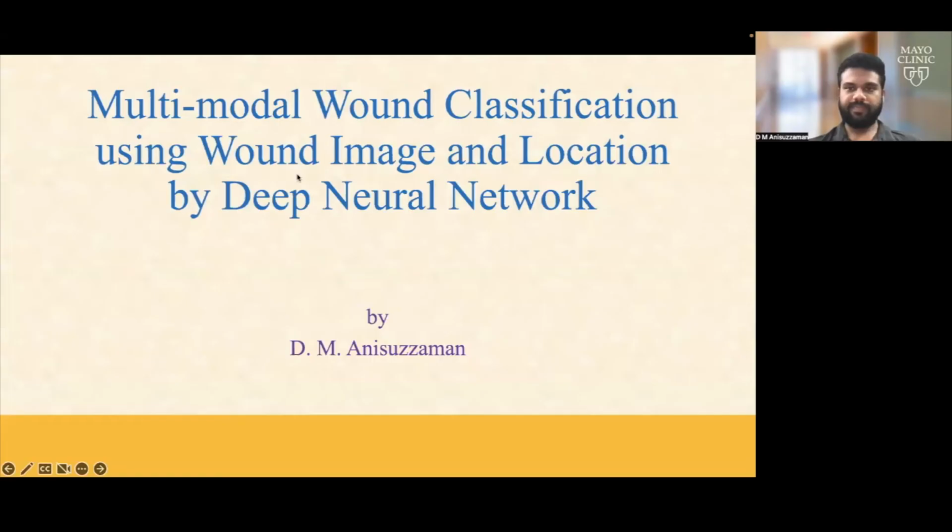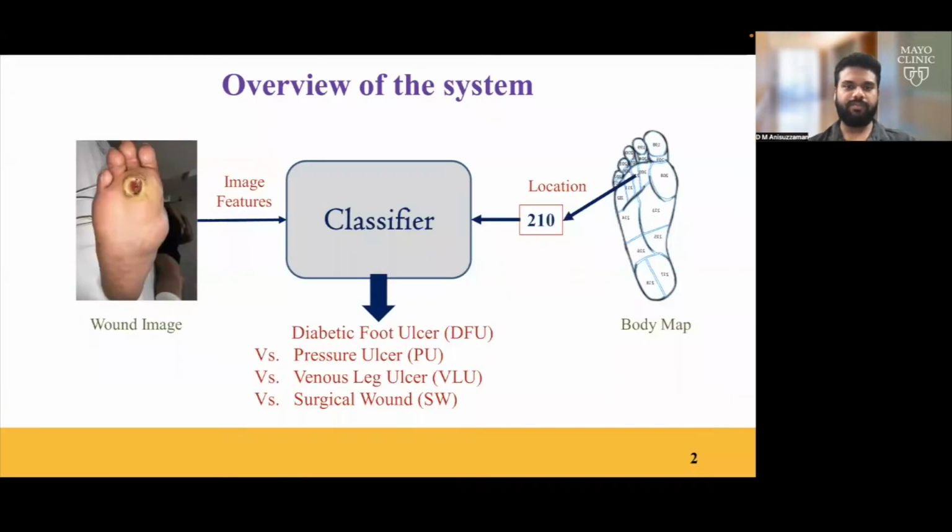Thank you. I'll just share my screen now. Thank you everyone for joining. Today I will present my original paper on multimodal wound classification using wound image and location using deep neural network. I am DM Anisuzzaman. Before going into the whole problem, here is the context. There are mainly 4 types of wound images or wound classes, which are the most profound classes in the wound society. They are diabetic foot ulcer, pressure ulcer, venous leg ulcer, and surgical wound. So our target is to classify these 4 wounds from their location and their images.